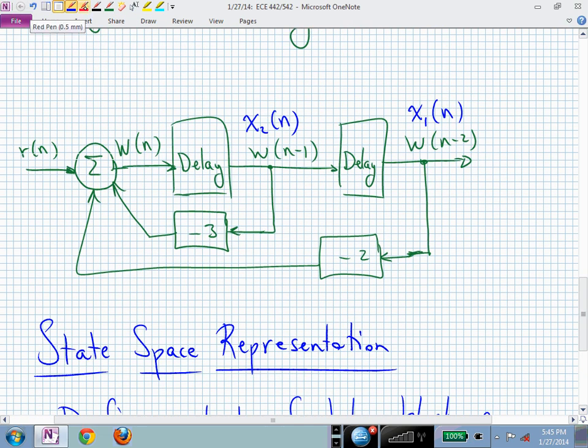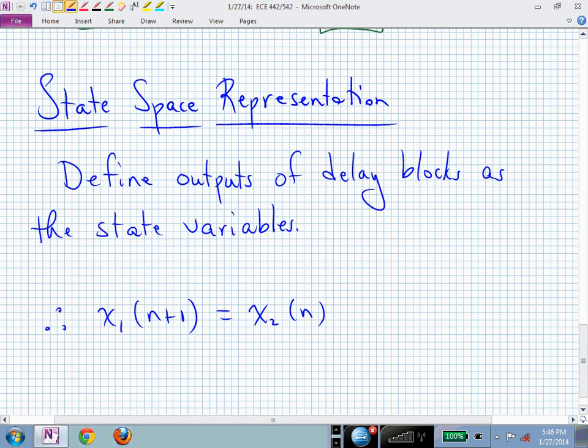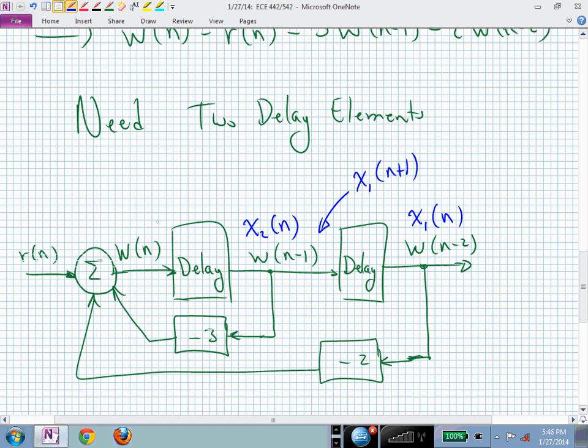This is now right there, x sub 1 of n plus 1. And that's exactly the same signal as x sub 2 at n. And so that's all I've done, is I've written that down. Now I need another one. I need one more difference equation, and that second difference equation is going to be x sub 2 of n plus 1. But that is right here.